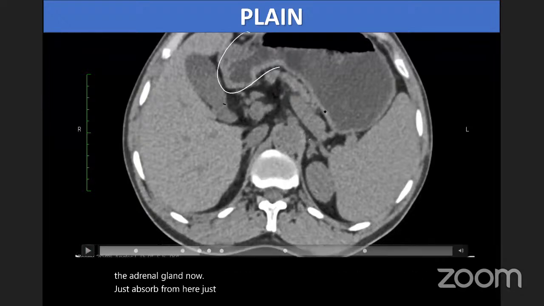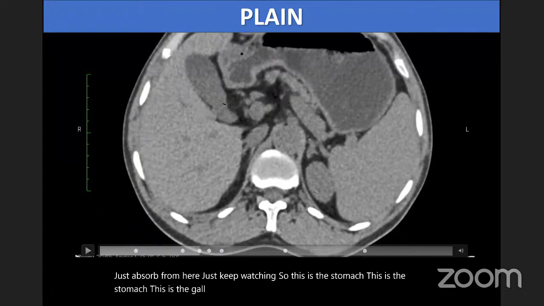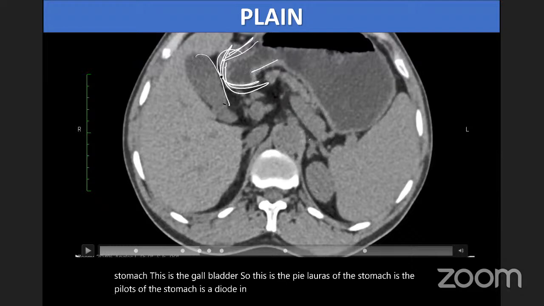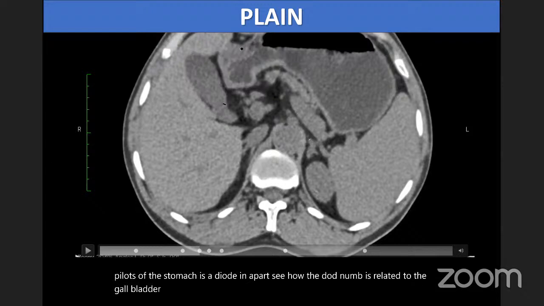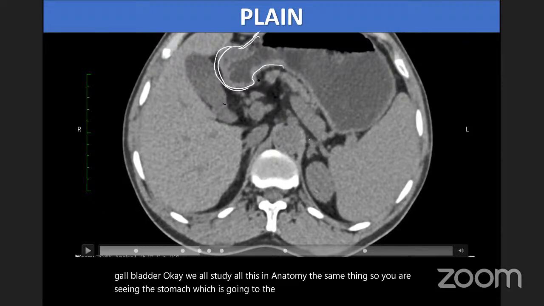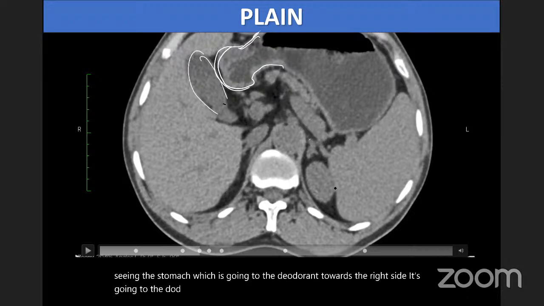So this is the stomach, this is the gallbladder. This is the pylorus of the stomach, and this is the duodenum part. See how the duodenum is related to the gallbladder. We all study this in anatomy. So you are seeing the stomach going to the duodenum towards the right side. And there's a gallbladder, there's a spleen.